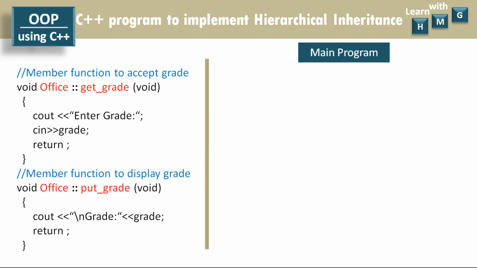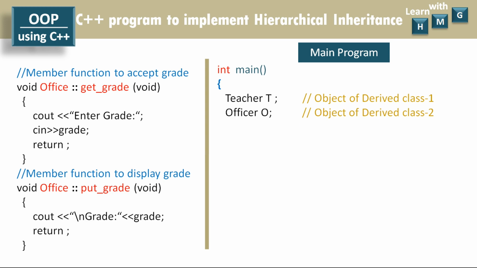Now let us write the main function. In the main function, the first object created is t, which is of the teacher class, and the second object created is o, which is of the officer class. As it is hierarchical inheritance, there are multiple derived classes, and as I told you, you have to create a separate object of each derived class. So here t is the object of the teacher class, o is the object of the officer class.